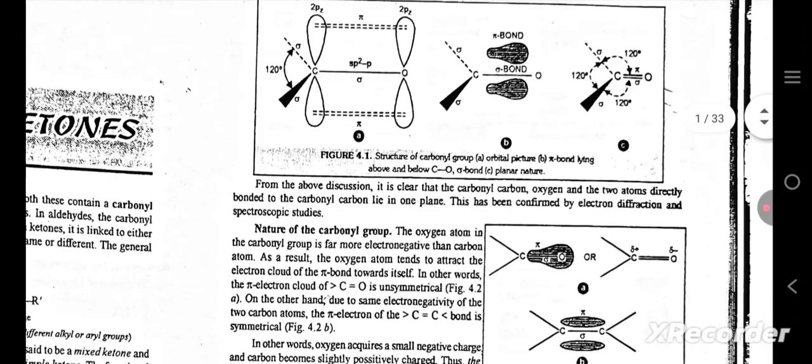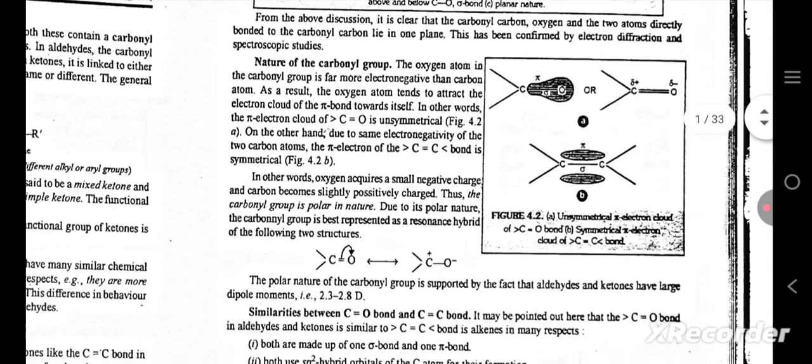Look at figure 4.1, structure of the carbonyl group. From the above discussion, it is clear that the carbonyl carbon, oxygen and the two atoms directly bonded to the carbonyl carbon lie in one plane. This has been confirmed by electron diffraction and spectroscopic studies.